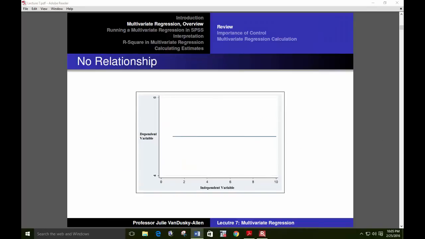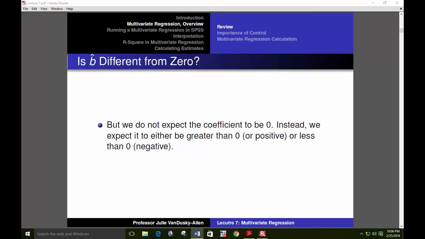If the independent variable has no discernible effect on the dependent variable, then b hat would be equal to 0. As the independent variable increases, the dependent variable stays the same. However, we expect the independent variable to have an effect on the dependent variable, so we don't expect the coefficient b hat to be 0. Based on our hypothesis, we expect it to be greater than 0 or less than 0.